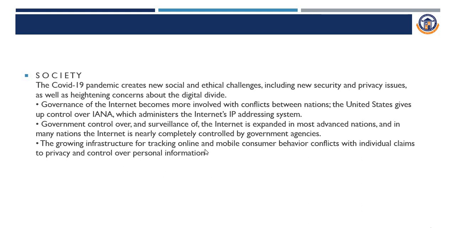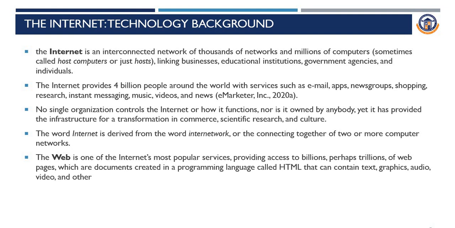The growing infrastructure for tracking online and mobile consumer behavior conflicts with individual claims to privacy and control over personal information. Now the internet technology background, which is very simple in this internet age. The internet becomes everything, not only for individuals but also for business, linking businesses, educational institutions, government agencies and other individuals. The internet provides 4 billion people around the world with services such as emails, apps, newsgroups, shopping, research, instant messaging, music, videos and news.